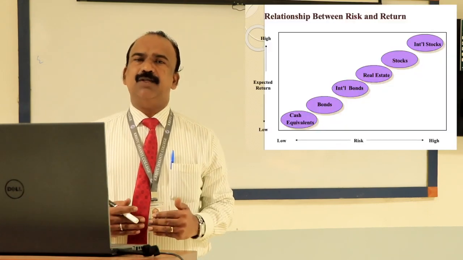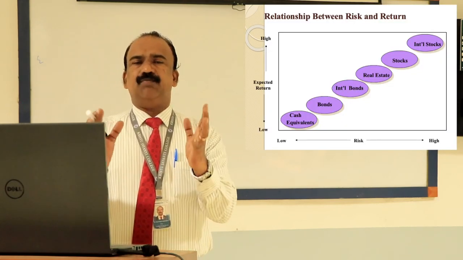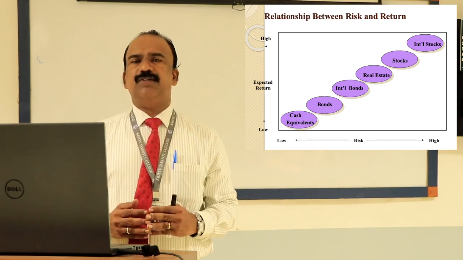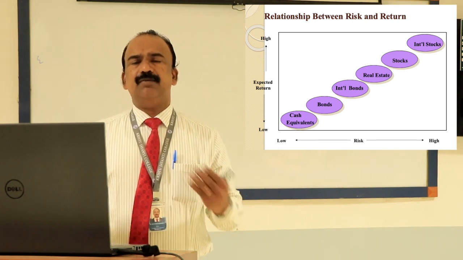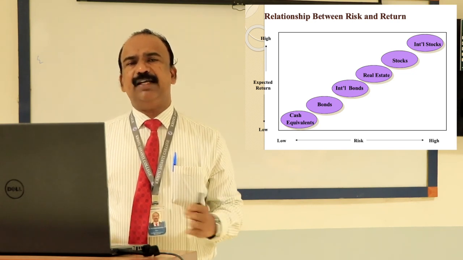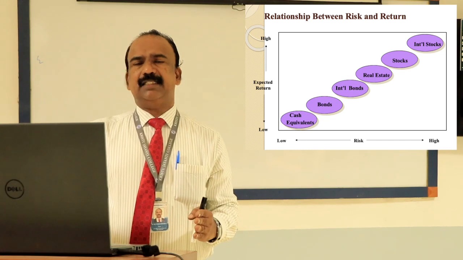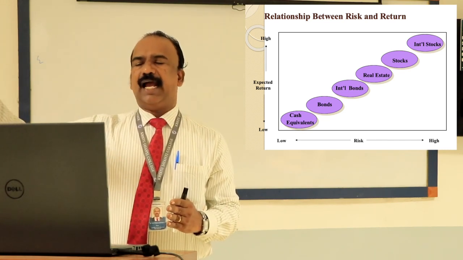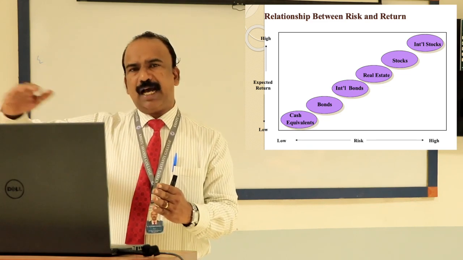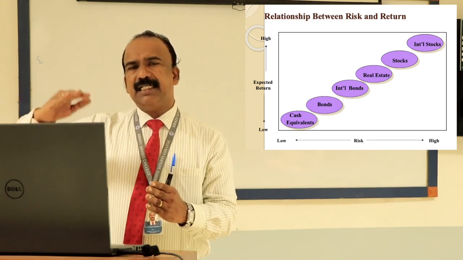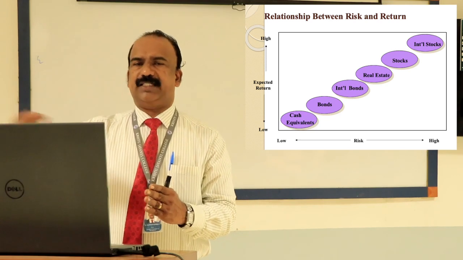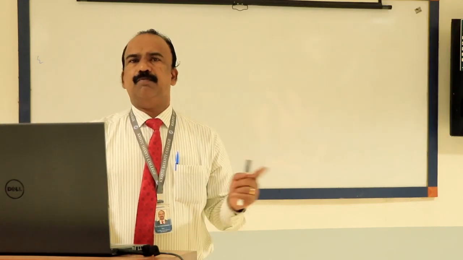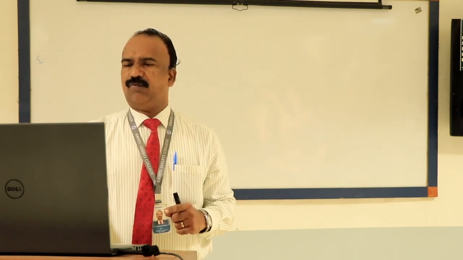So cash equivalents, what we meant here is the deposits in the bank or cash that we have, which offers low return and which is also having very low risk. Then next level, bonds, international bonds, real estate, stocks, and international stocks. So when you assume higher risk, certainly the return is also increasing. So this is what we call the risk-return relationship between various asset classes.